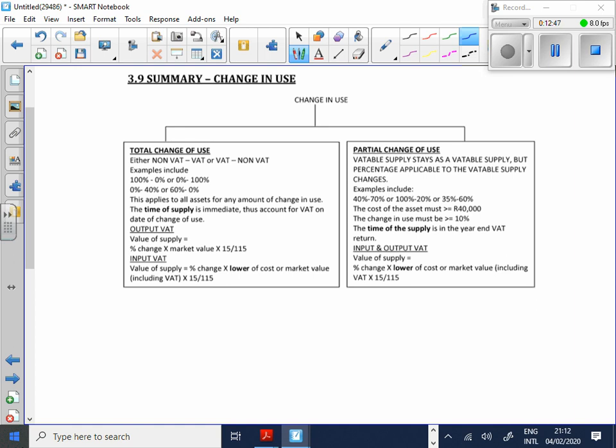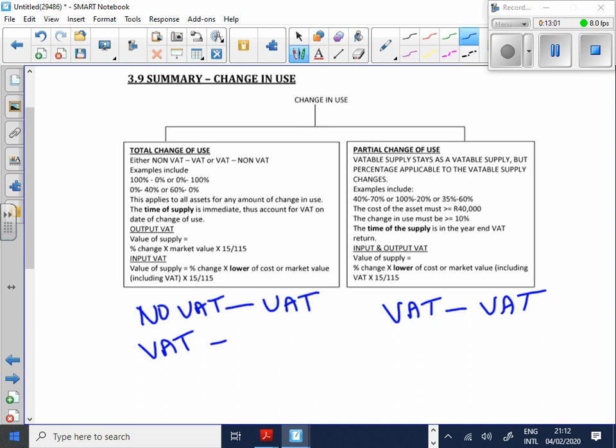The most important thing here, and I've got it there, but I'm going to write it down here. This is no VAT to VAT. And that one is VAT to VAT. Or this one could be VAT to no VAT. Is that all right? So one of them, you're going from something that's non-VATable to something that's VATable. That's what we call a total change in use. And partial change, guys, is where you go from VAT and the percentage just changes each year.